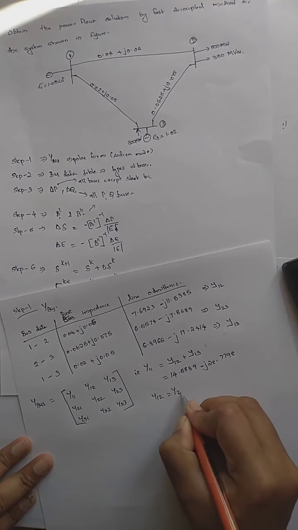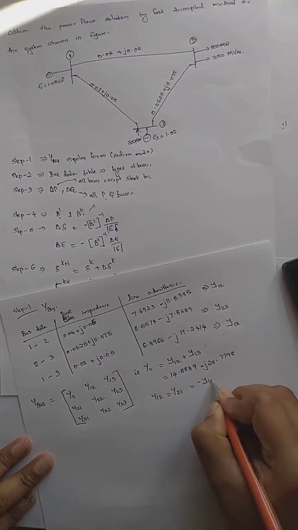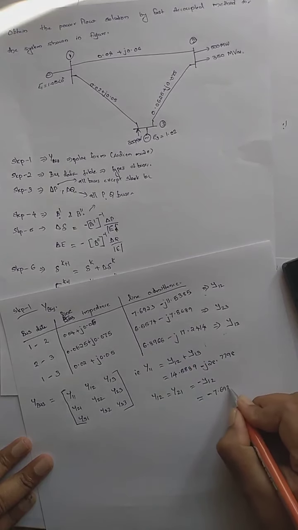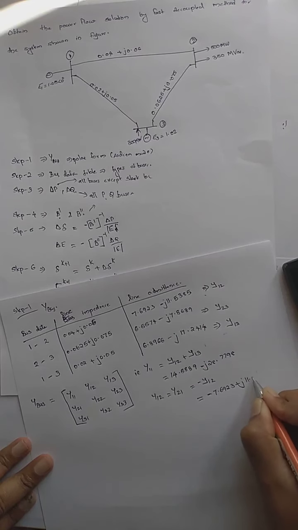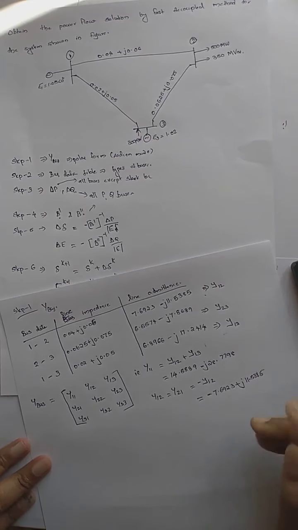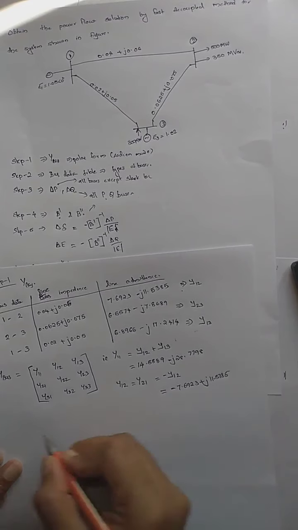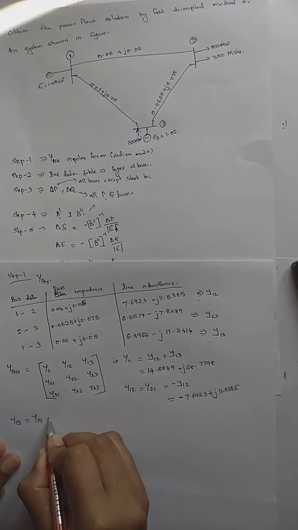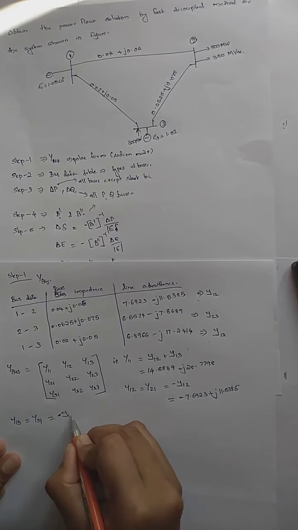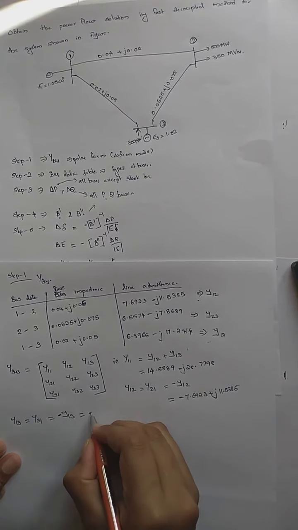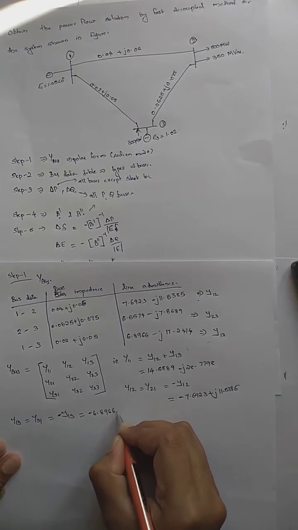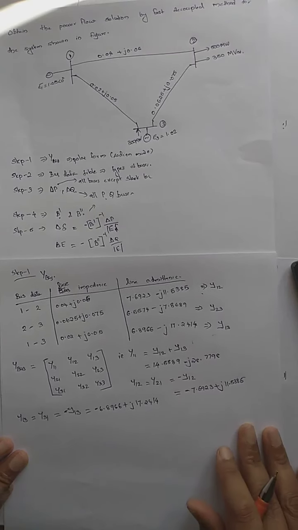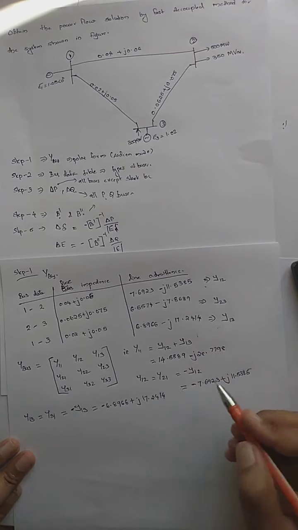Y12 is equal to Y21, that is equal to minus of Y12, and that value will be minus 7.6923 plus j 11.5385. Then what is Y13? Y13 is equal to Y31, that is equal to minus of Y13, and that value will be minus 6.8966 plus j 17.2414, isn't it? So this is my Y13.